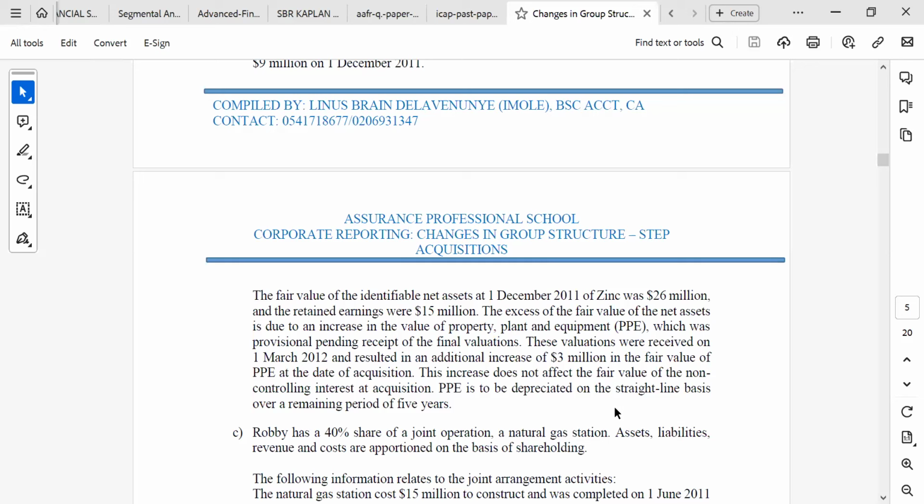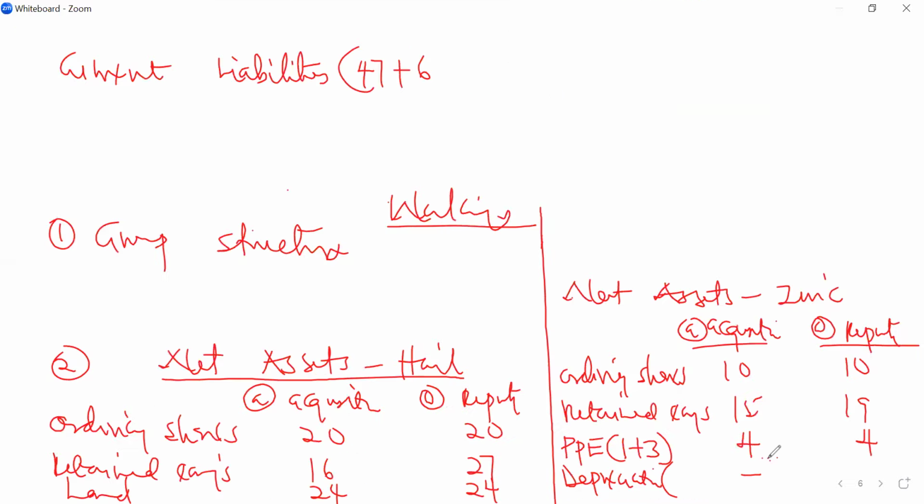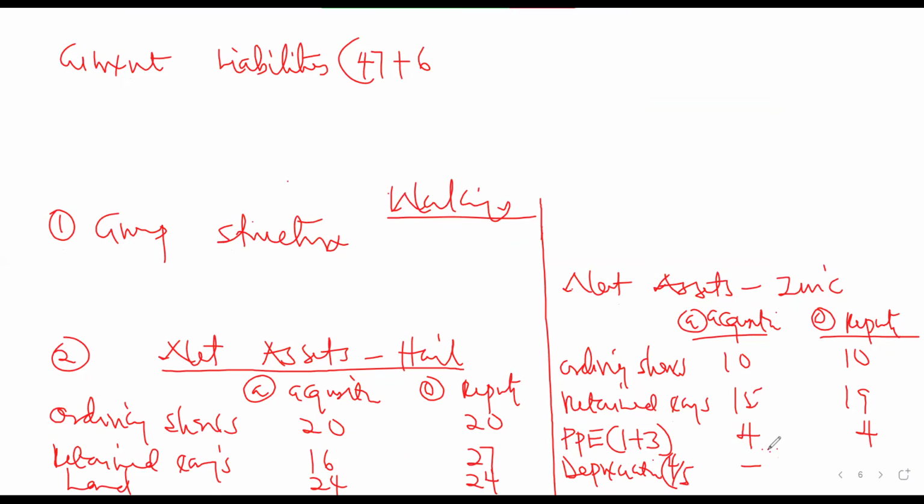Okay, when are we reporting? What is our reporting date? 31st May. Okay, so from 1st December to May, how many months is that? 6 months. So we depreciate this particular asset by 6 months. So this will be 4 over 5, which is the useful life, multiplied by 6 over 12. What are we having?